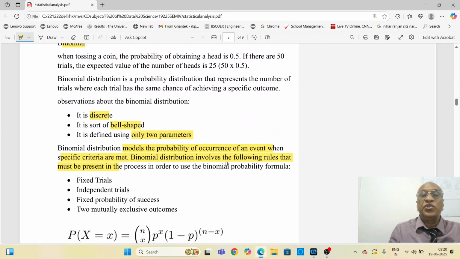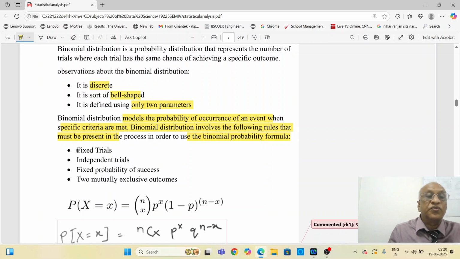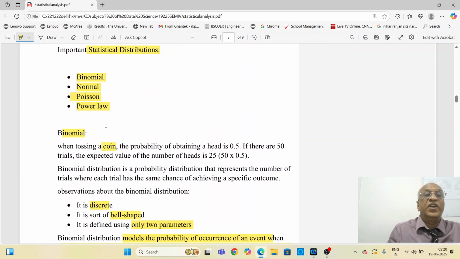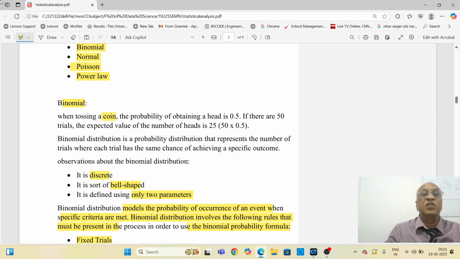So binomial distribution involves the following rules that must be present in the process in order to use the binomial probability formula. So what are those rules? Fixed number of trials, independent trials, fixed probability of success, two mutually exclusive outcomes. When we speak about two mutually exclusive outcomes, let us say we toss a coin. When I toss a coin, there will be two mutually exclusive outcomes. Either heads will come or tails will come. So the probability of obtaining a head is 0.5. Similarly, the probability of obtaining a tail is 0.5.